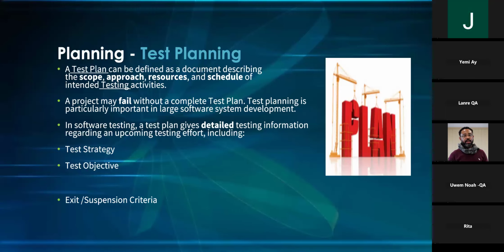What is our objective? We talk about the exit and suspension criteria. Exit, stop, and suspension criteria. When you're suspending something, the reason for your suspension might be that you've started testing an application. Let's take this BlueSky application. You started testing, and immediately you were given that application to test, you found a lot of bugs.